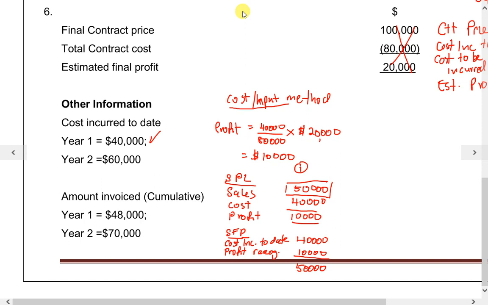But how much I bill them in the first year? I bill them only 48. So this is the amount invoice. Sometimes we call it the progress billing. Amount invoice or progress billing. I bill them 48. So 2,000 is my contract asset.